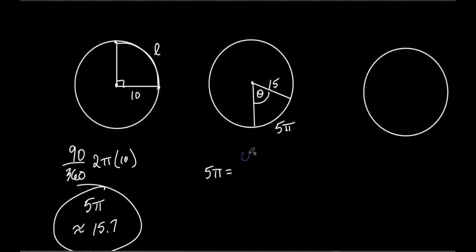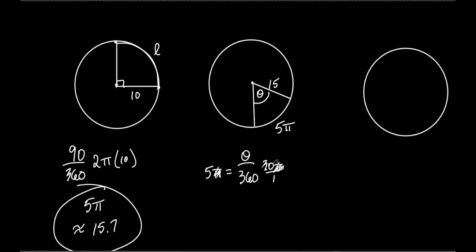This time it's theta because we don't know what it is. Theta over 360 times 2 pi r, which is 15, and it's going to be 30. I'll take that 2 and that 15 and make it a 30. Again, it's over 1, so let's see what happens. First of all, the pi's cancel each other out.